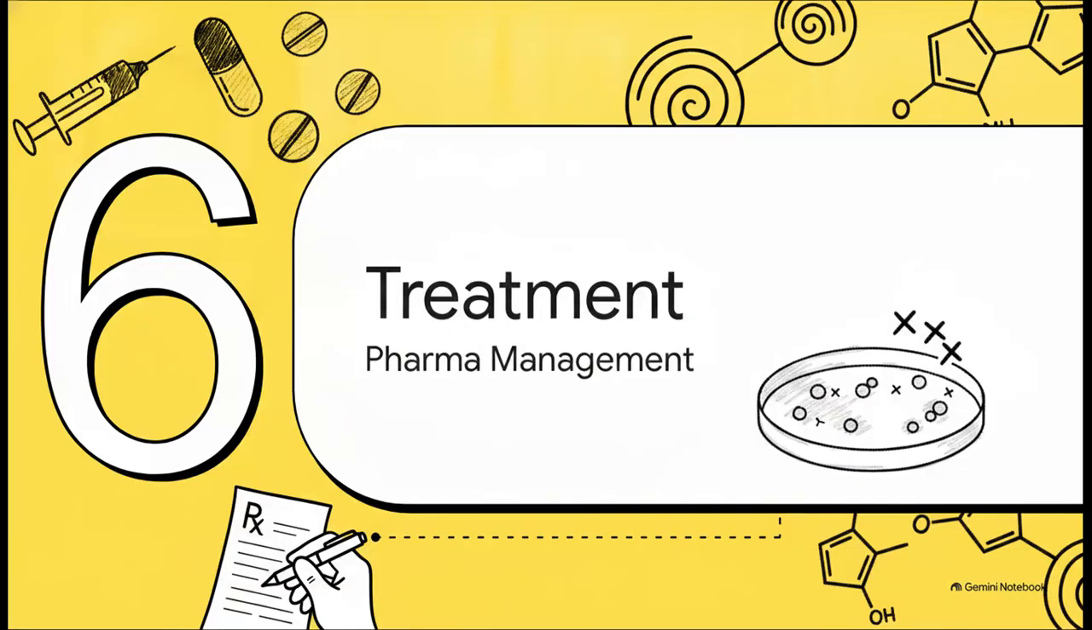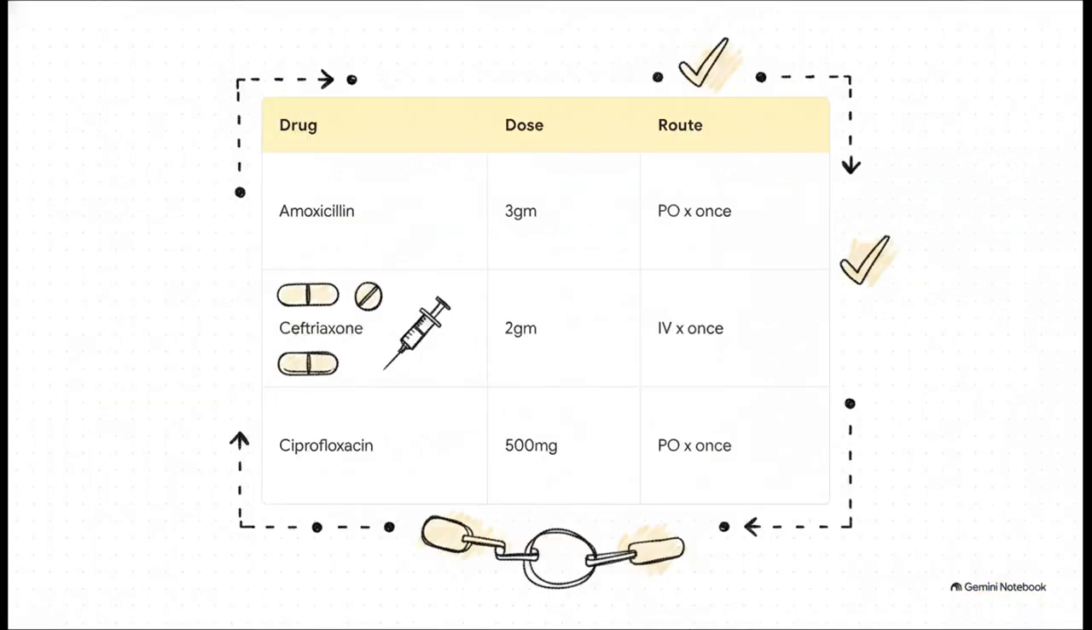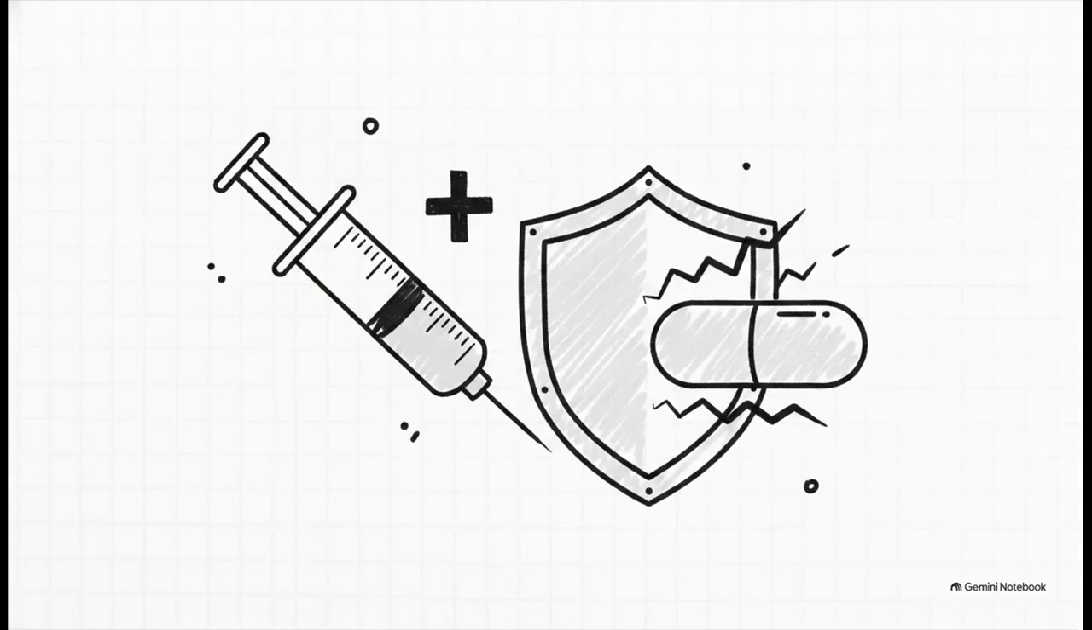And finally, Section 6, treatment and pharmacological management. For pharmacological management, you basically have three primary single-dose options. Option 1 is a 3-gram oral dose of amoxicillin. Option 2 is a 2-gram IV injection of ceftriaxone. And option 3 is a 500 milligram oral dose of ciprofloxacin. The beauty here is that these are all single-dose regimens, which, as you know, is absolutely fantastic for ensuring patient compliance. But there is a really vital add-on you can't forget.